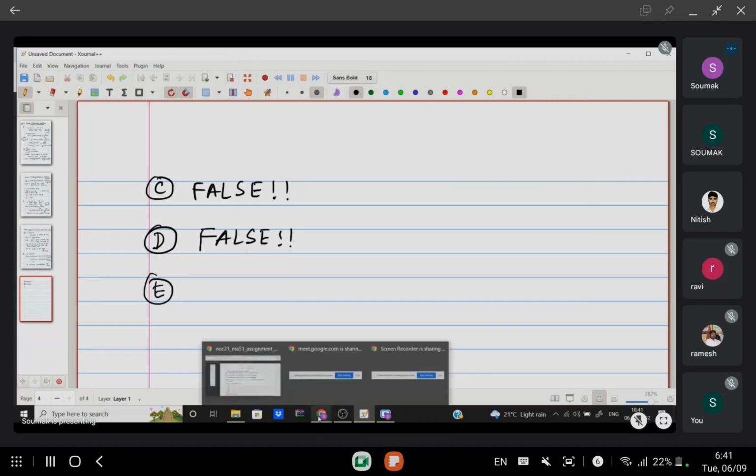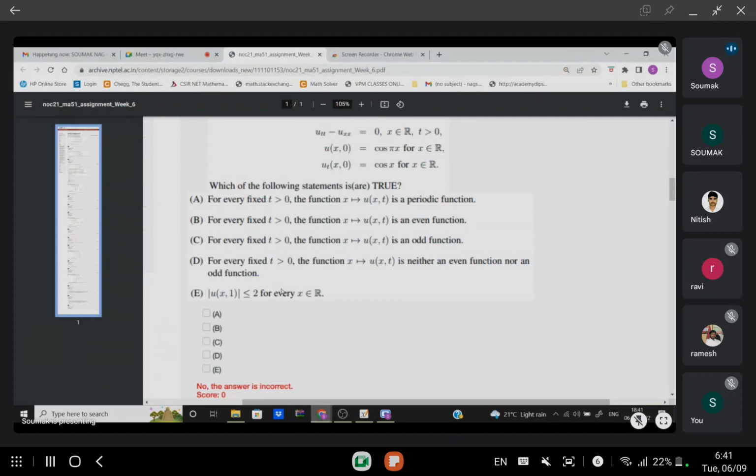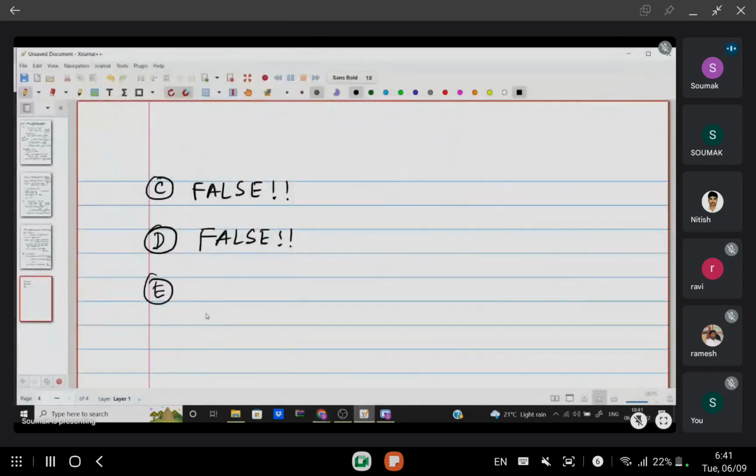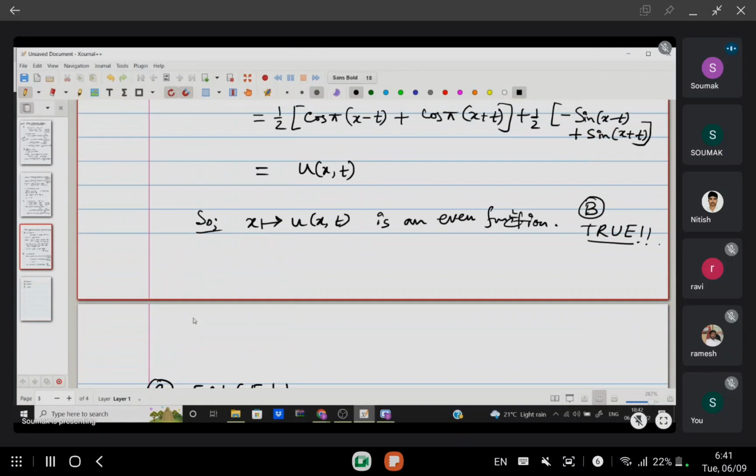So option E is saying that modulus of u(x,1) is less than or equal to 2 for every x in R. So you have to check this option. So let me write what is u(x,1) first. I just replace t by 1, right? So I will show you what is u(x,t). Last time I got this is u(x,t), the first line. Is it visible? So I just replace t by 1.